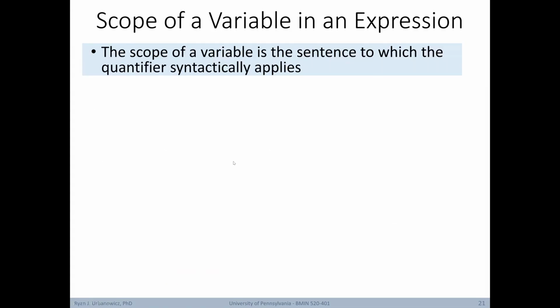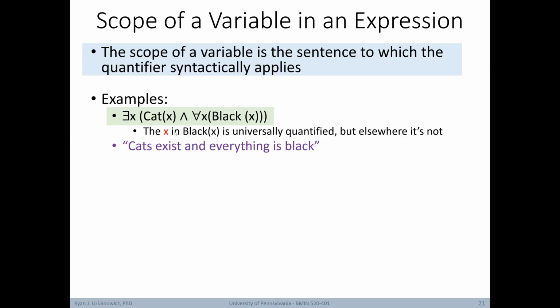Now that we've gotten a rough feel for what predicate logic expressions look like, let's talk about the scope of variables in an expression. The scope of a variable is the sentence to which the quantifier syntactically applies. Here's our first example. There's some x where x is a cat and for all x, x is black. The x in black x is universally quantified, but elsewhere it's not. So for example, this x in cat is not universally quantified. We can interpret this expression as there is a cat that is all black.